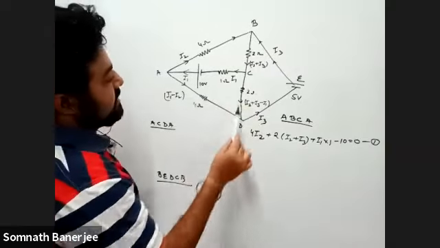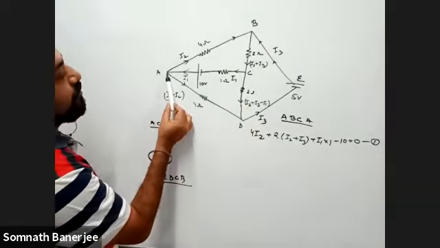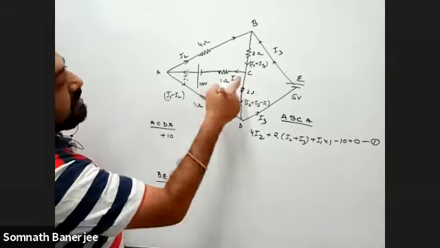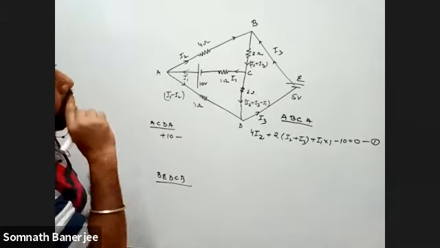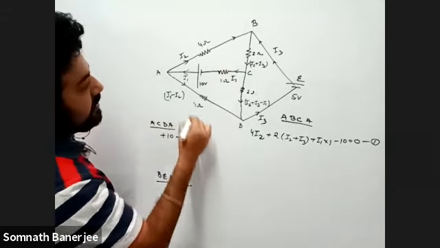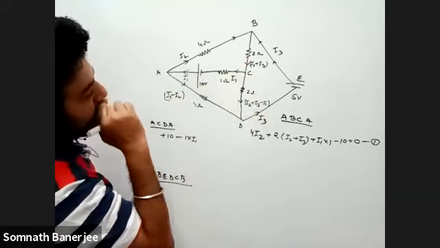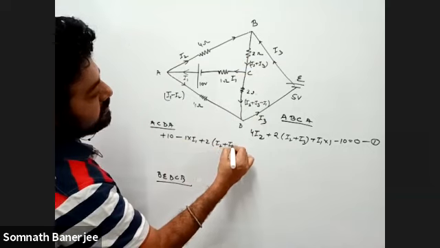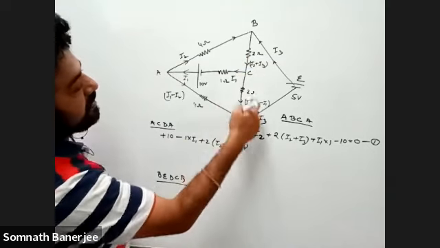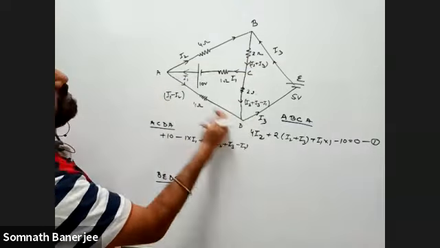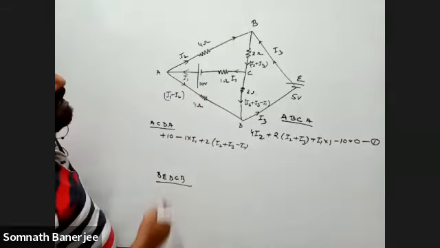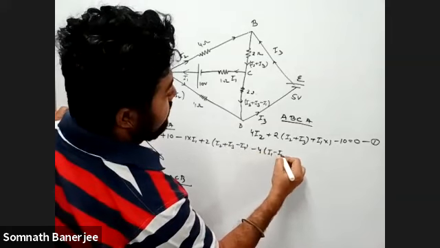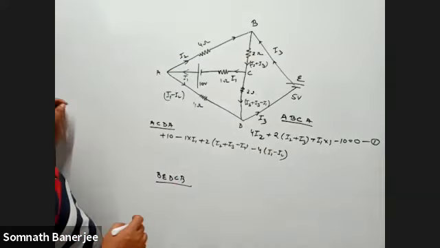Similarly, A, C, D, A. As we move from A, we first get the positive polarity of the cell. Now we are moving in the opposite direction, so minus 1 into I1. Now again we are moving in the direction of current, so plus 2 into I2 plus I3 minus I1. And then we are moving in the opposite direction again. See, current is in this direction and we are moving in the opposite direction. So minus 4 into I1 minus I2, equation number 2.